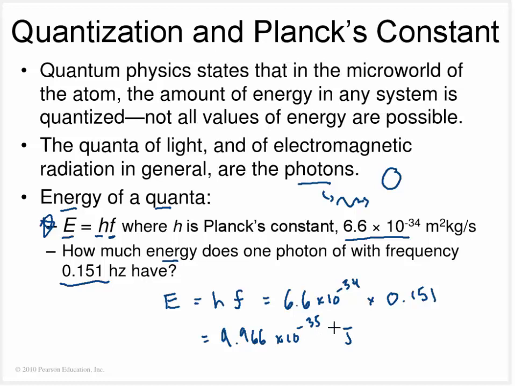Now, this is a really small amount of energy. However, we're only talking about one photon. And when we think about what hits us from the sun, we're talking about millions and billions and trillions of photons at one particular time. They don't have a lot of energy, but there's lots and lots and lots of them.